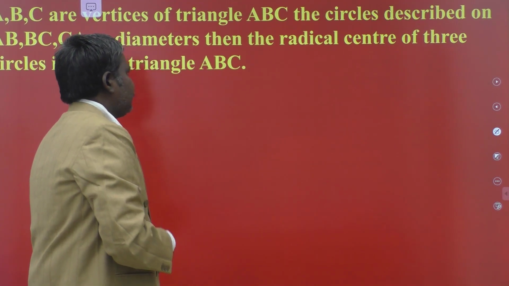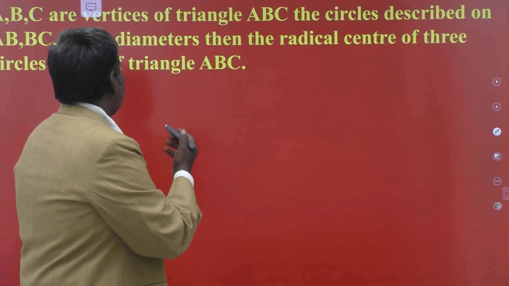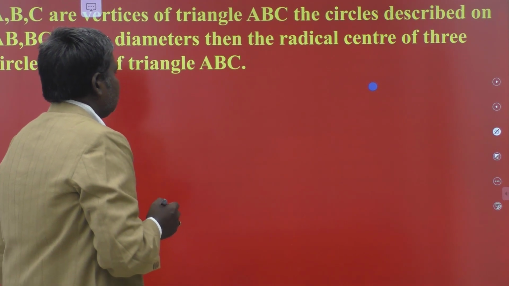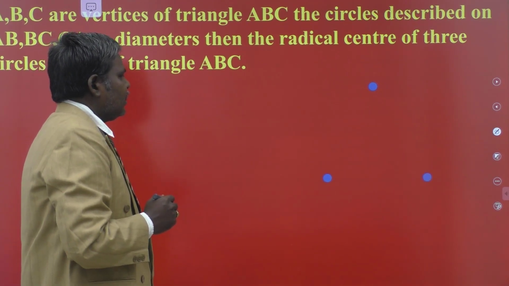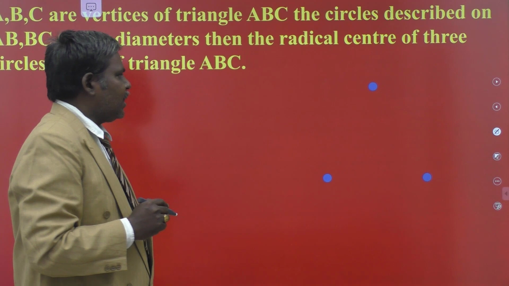So first of all, let me try to draw the figure related to this problem. This is the first vertex, second and third vertex of triangle ABC.